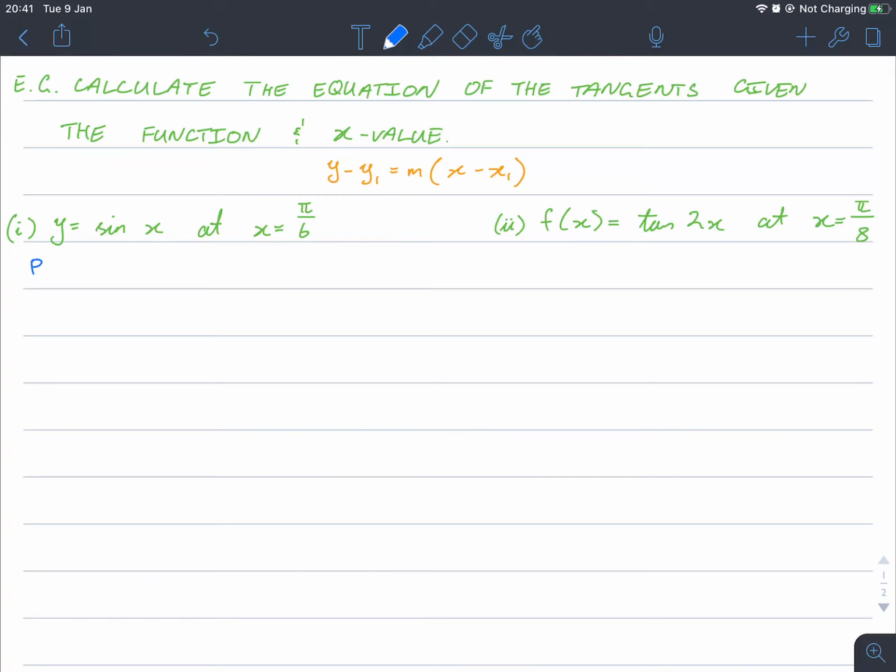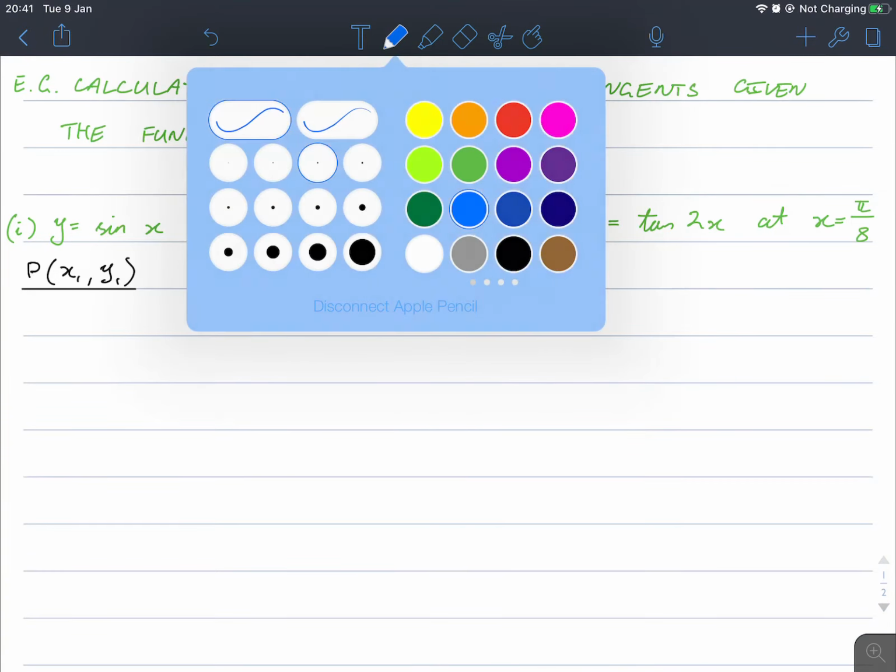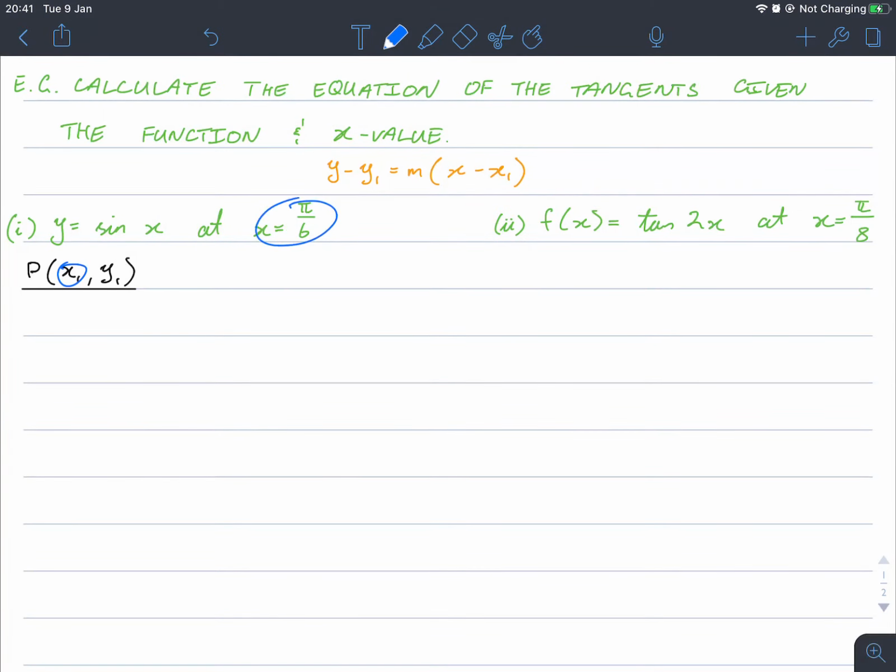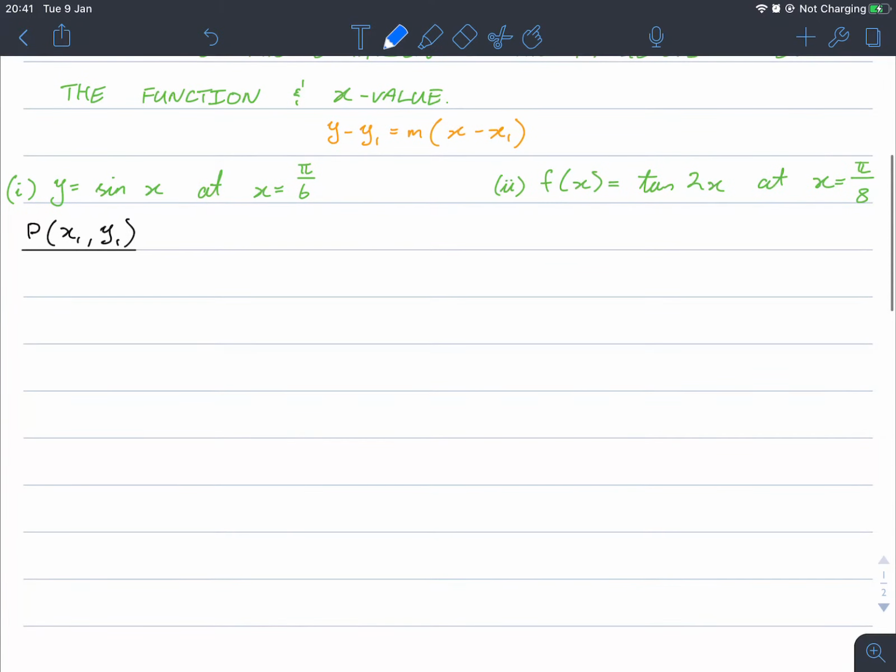So let's give myself a heading. This is how I actually organize my work to make it easy for myself. P, x1, y1. But we have x1. It's here. That's the point we've been given. We need to find the y value at that point.